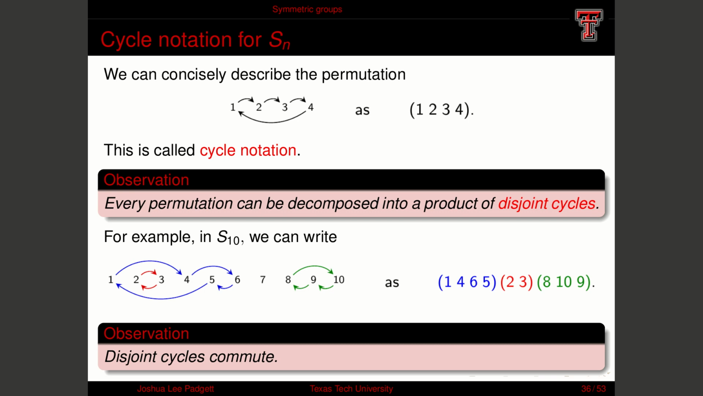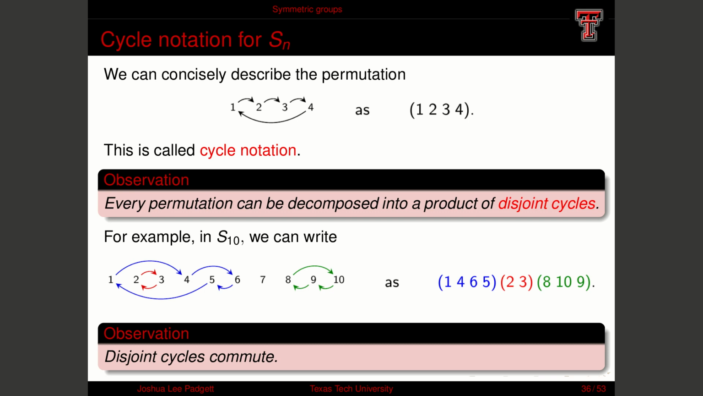All right? Now, as another example, let's say I'm looking at the permutation that sends, follow the blue arrows, 1 to 4, 4 to 6, 6 to 5, and 5 back to 1. Then I'll write it as (1 4 6 5), because of the order in which it moves. Because it sends 1 to 4, 4 to 6, 6 to 5, 5 back to 1.